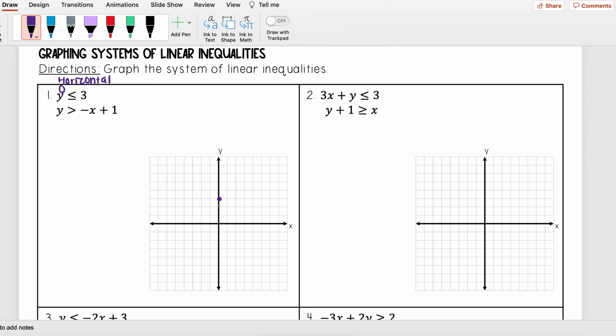But first I need to see, is this going to be solid or dashed? Well, I notice that there's the line underneath that's less than or equal to. So when I see that line, that means it's going to be solid. And now I need to determine whether I'm shading above or below. Here I have less than or equal to, and so that means I shade below.